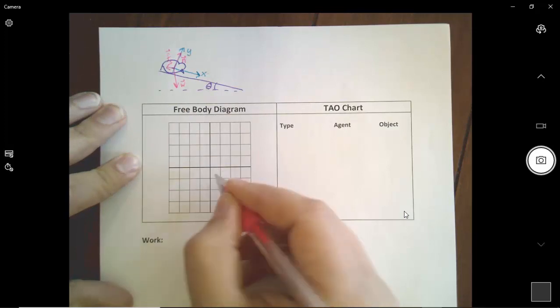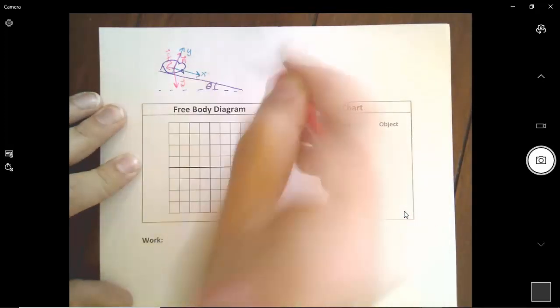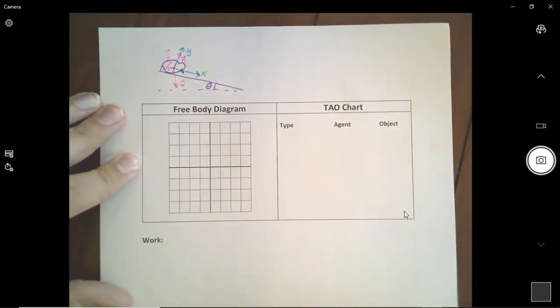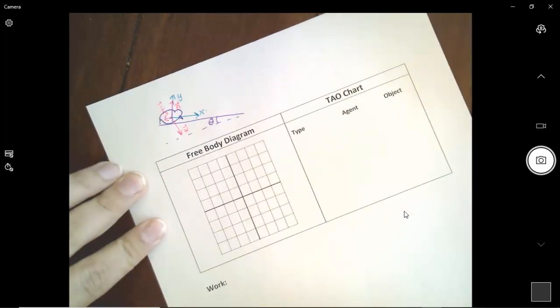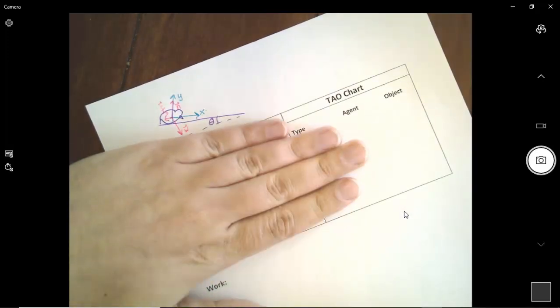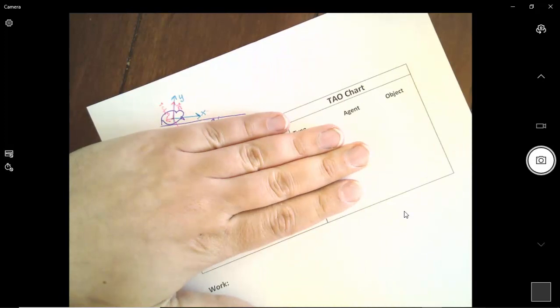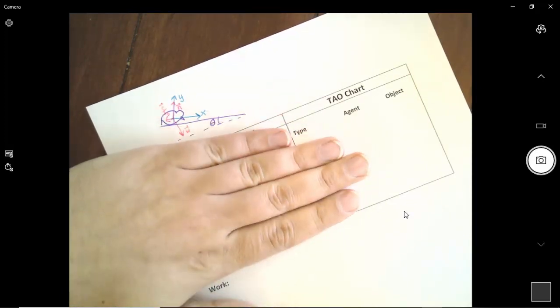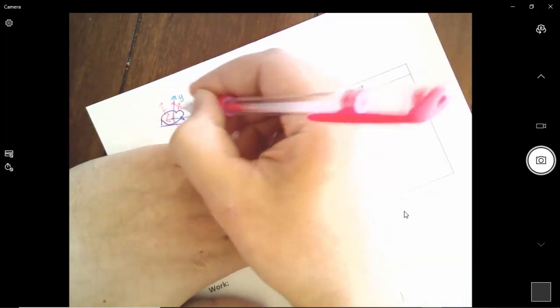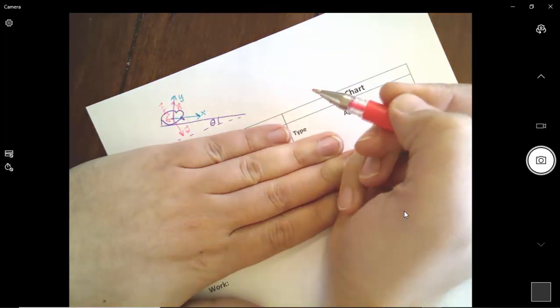Our free body diagram is oriented along these axes. So what you could do basically is think about rotating this, and that is the orientation that we're going to draw these in. Forget the side of the hill entirely now. This is the x-axis, this is the y-axis, and we're just going to be drawing these arrows relative to those axes.